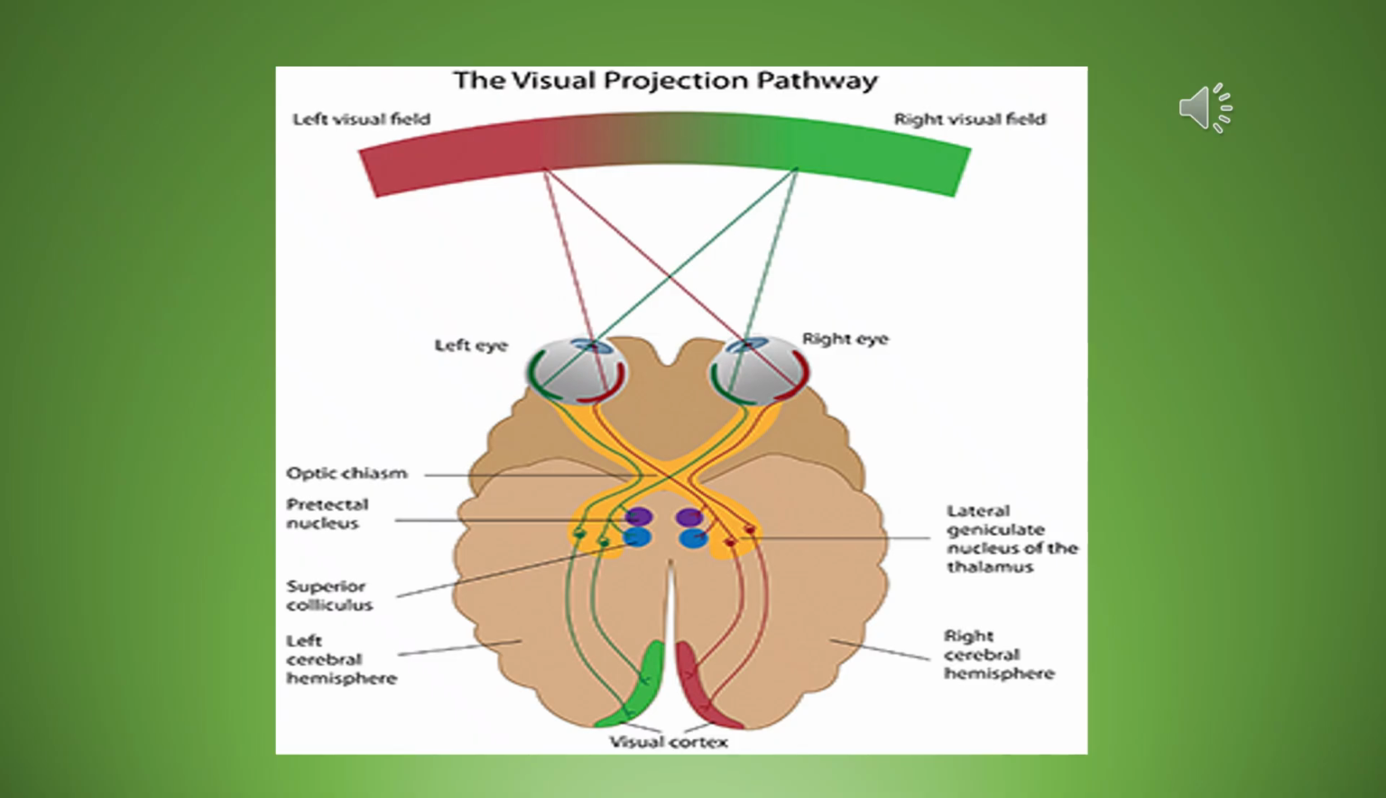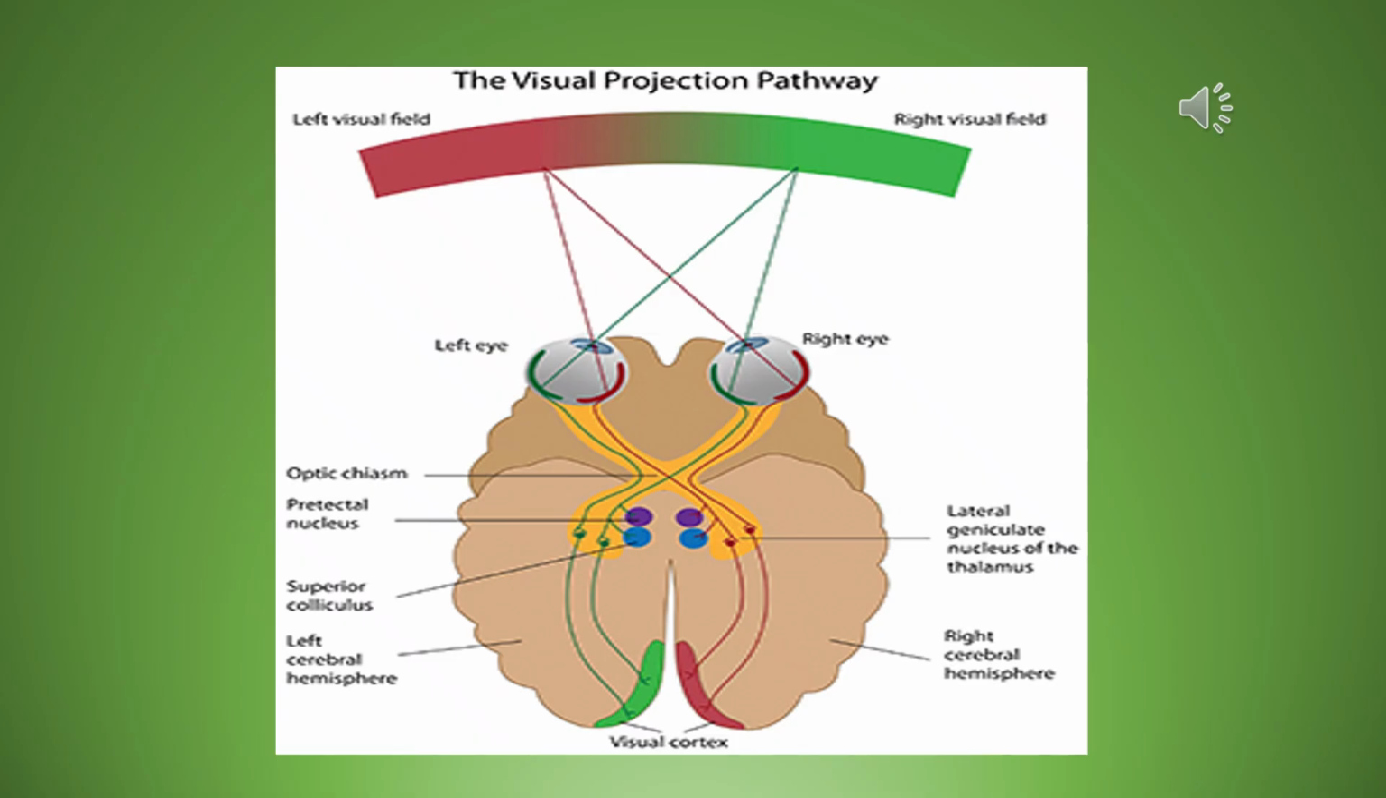Notice that we are going to issue connections to the pretectal nucleus. Also, the superior colliculus is in the visual pathway, and our synapse in the thalamus is at the lateral geniculate nucleus of the thalamus. So coming from the optic tracts, we make connections with the pretectal nucleus, the superior colliculus, and the lateral geniculate nucleus of the thalamus. The continuation of the pathway from that point is called the optic radiation.